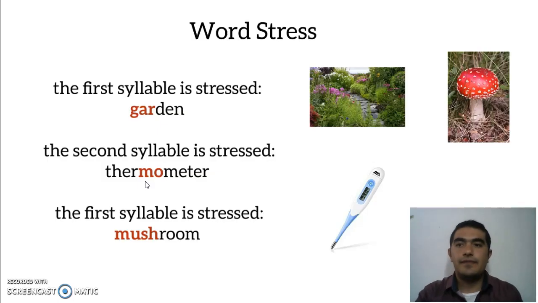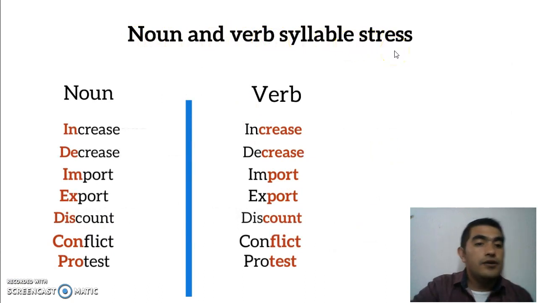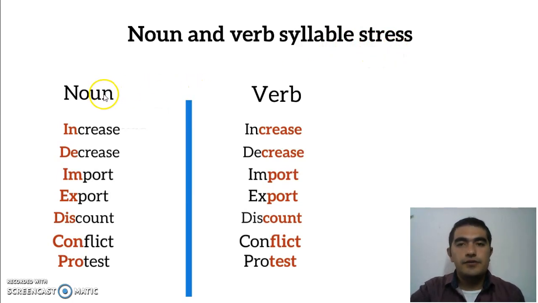Word stress. The first syllable is stressed. Garden. The second syllable is stressed. Thermometer. The first syllable is stressed. Mushroom. Continue. Nouns and verbs syllable stress. I want you to see the difference in pronunciation. Nouns and verbs.